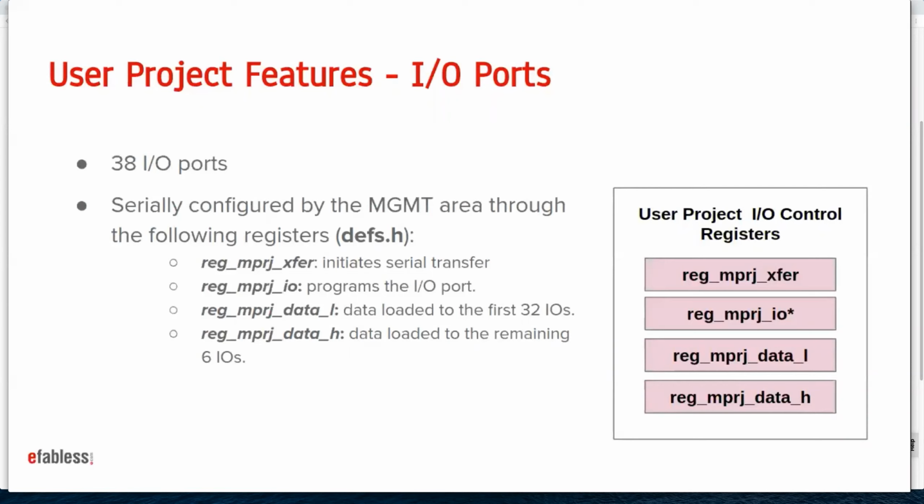So the Xfer register here initiates the serial transfer. The second set of registers is the Mega Project I/O, and since we have 38 I/O ports, you will find 38 of these registers. And each register is responsible for programming one of the I/O ports. The third register is the data L, and this contains the data loaded to the first 32 I/Os. And the fourth register is the data H, which contains the data loaded to the remaining 6 I/O ports.